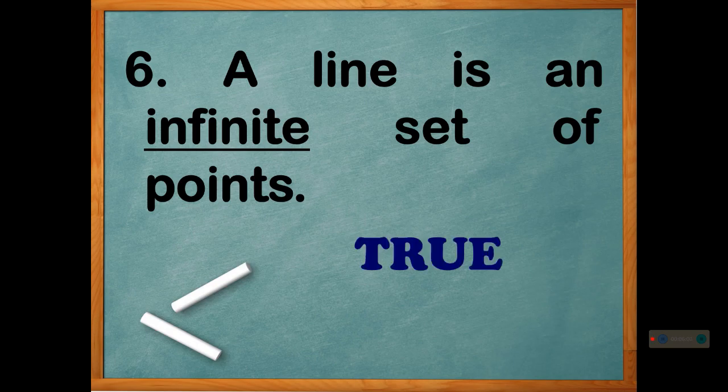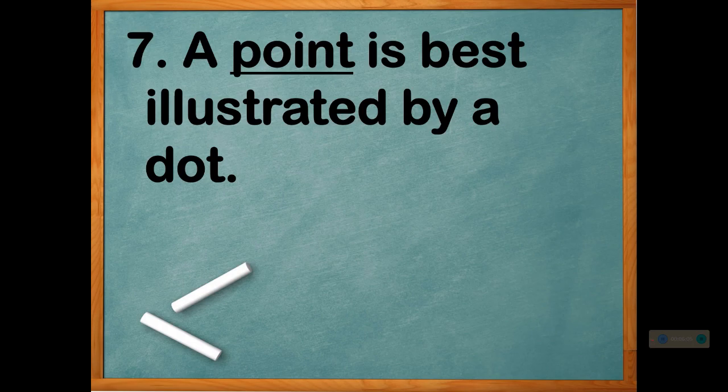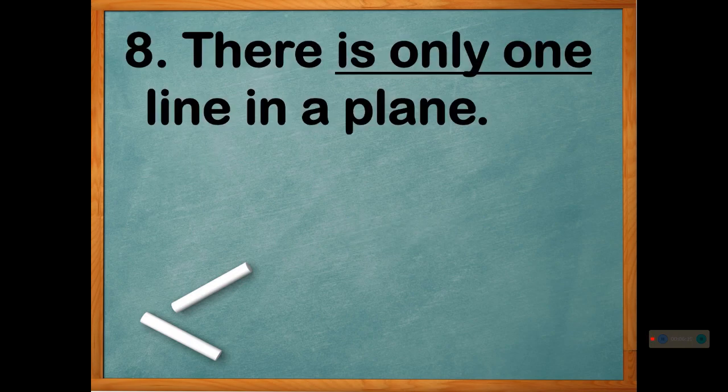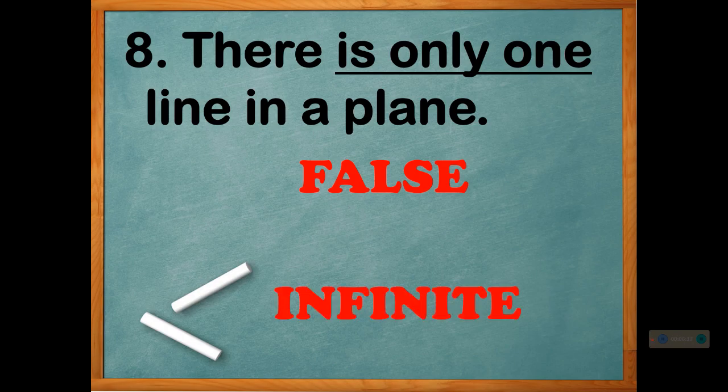That's correct, true. Number 7: a point is best illustrated by a dot. Is this true or false? That's correct, it is true. Next, number 8: there is only one line in a plane. Is this true or false? That's correct, false. What are you going to replace with the phrase "is only one"? Correct, we have: there are infinite lines in a plane.